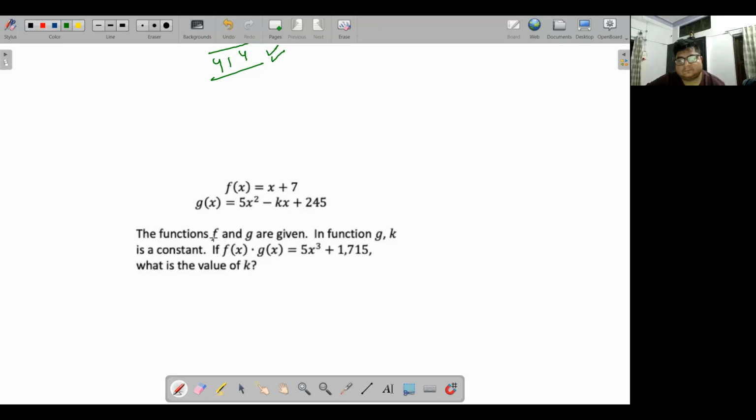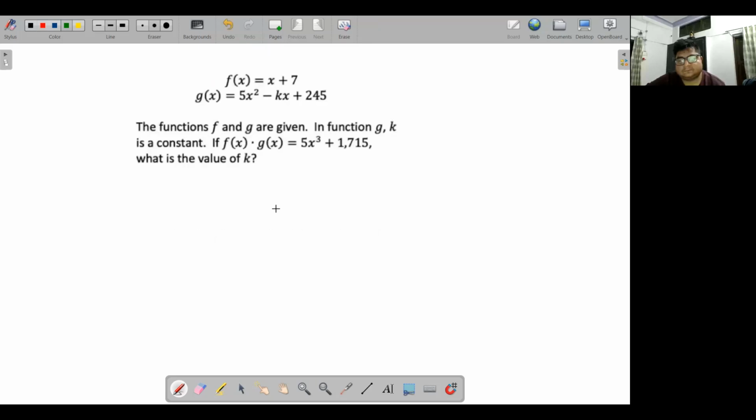Now, this is our next question. f of x is equal to x plus 7. g of x is equal to 5x squared minus kx plus 245. The functions f and g are given. In the function g, k is a constant. If f of x times g of x is 5x cubed plus 1715.